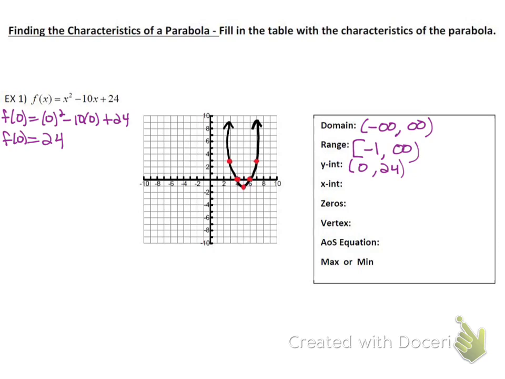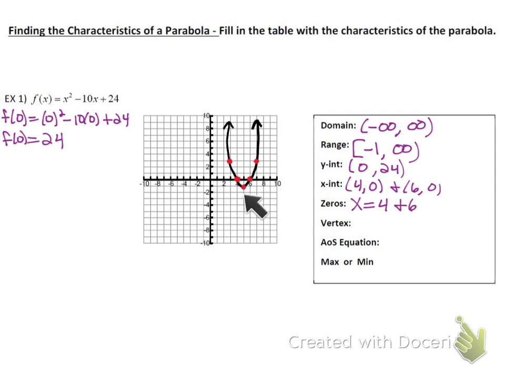X-intercepts, where does the graph cross the x-axis? At 4, 0 and 6, 0. Now that we've listed those, the zeros should be pretty easy to get. Remember, always x equals a number. In this case, x equals 4 and x equals 6.